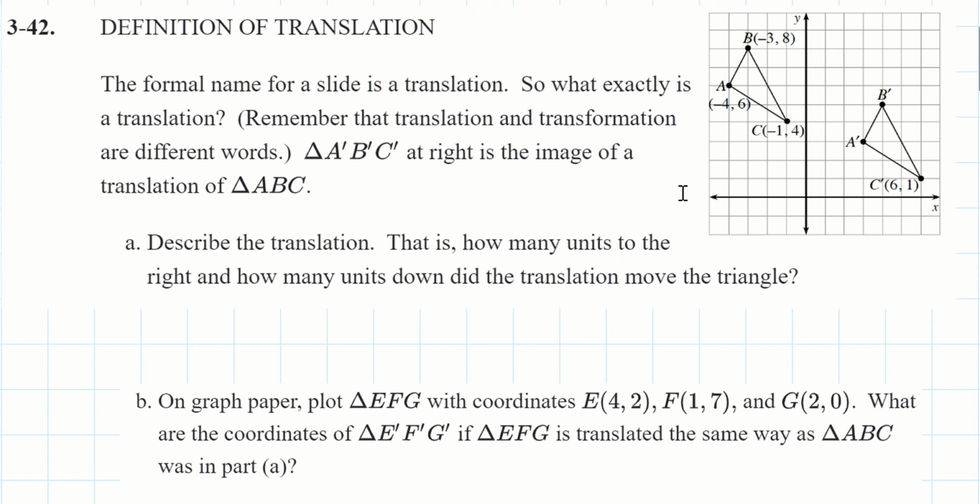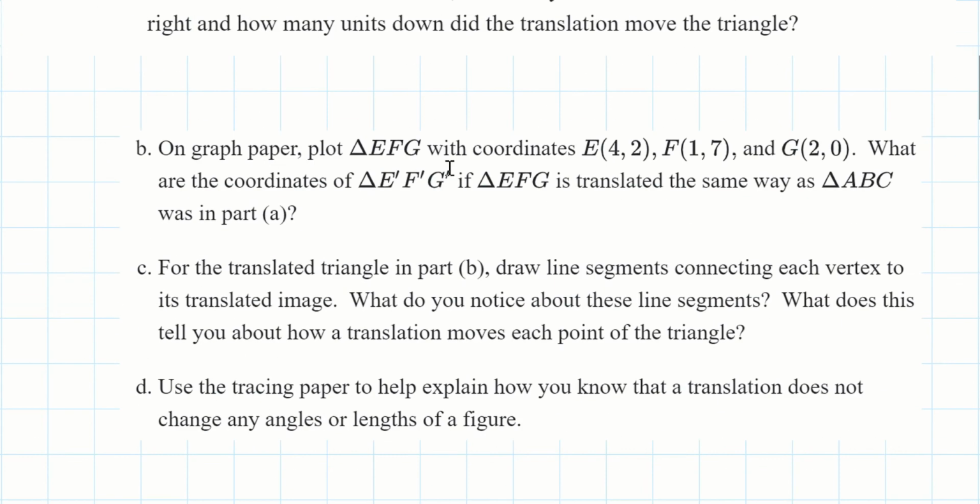How many units did X change? How many units did Y change? The next problem, I have a tool set up for you. It says on graph paper, plot EFG with these coordinates. What are the coordinates of E prime, F prime, G prime if triangle EFG is translated the same way as triangle ABC was in part A?